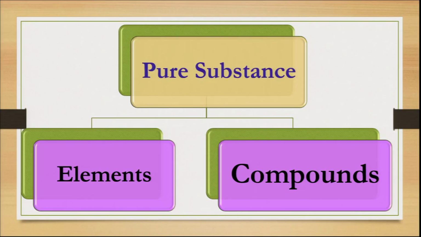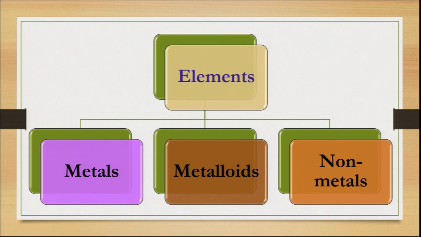As all of you know, pure substances are classified into two types. One is elements and another one is compounds. And we all know that there are 118 elements in nature. And again, elements are classified into three important types: metals, metalloids and non-metals. So metals and non-metals differ in their chemical properties drastically, poles apart from each other. Metalloids are those which have properties in between metals and non-metals.